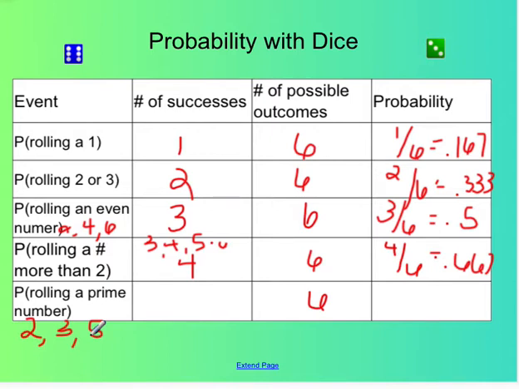So there's 3 successes out of the total possible outcomes. So 3 divided by 6 is going to be our probability. When you take 3 and divide it by 6, you end up getting 0.5. So that means there's a 50% chance that you roll a prime number when you roll a dice.